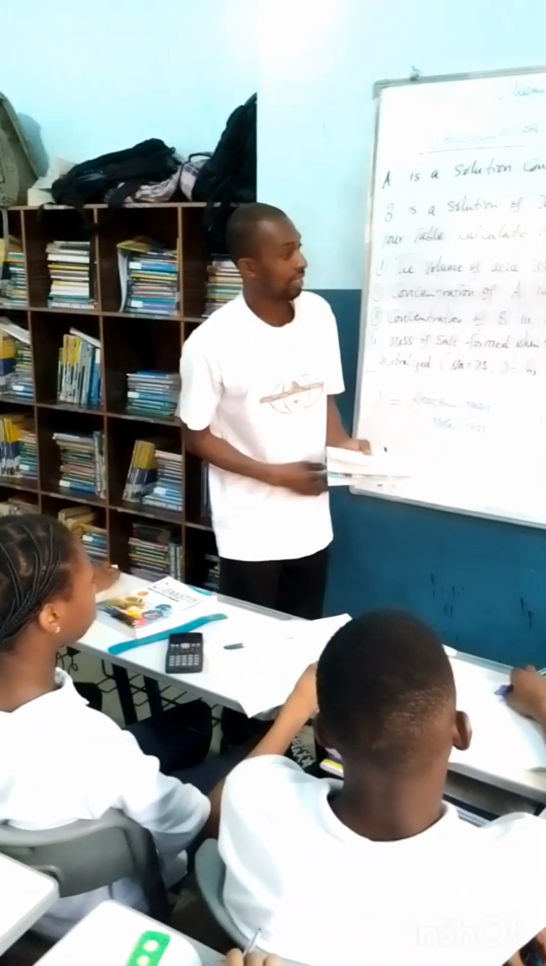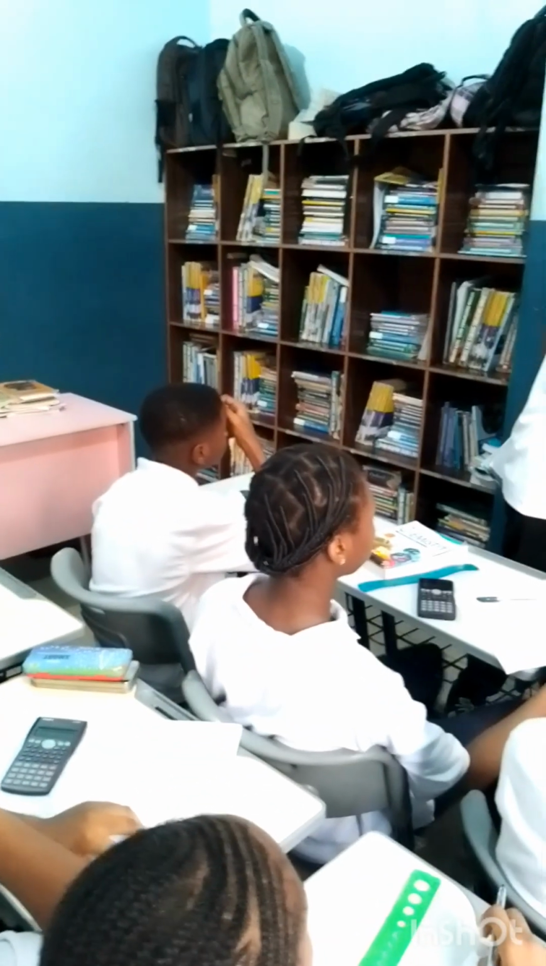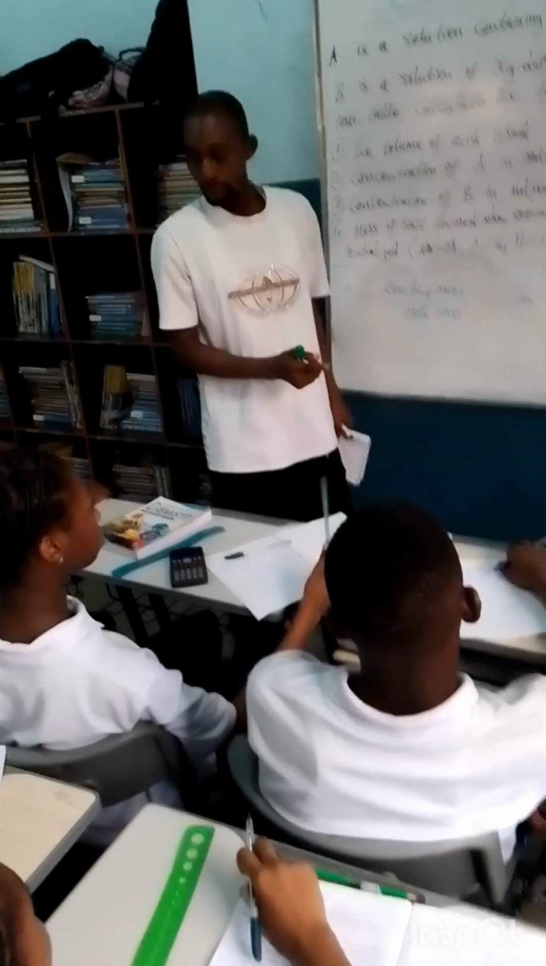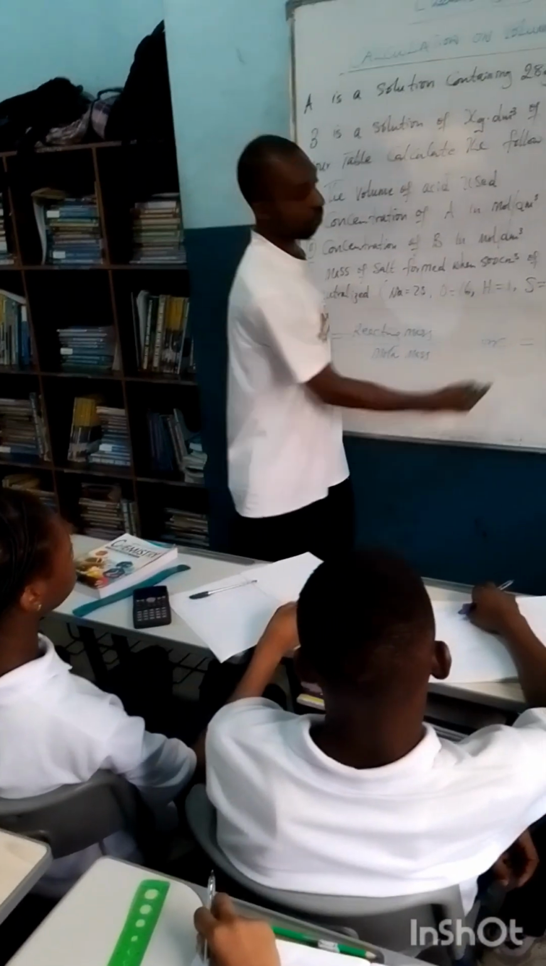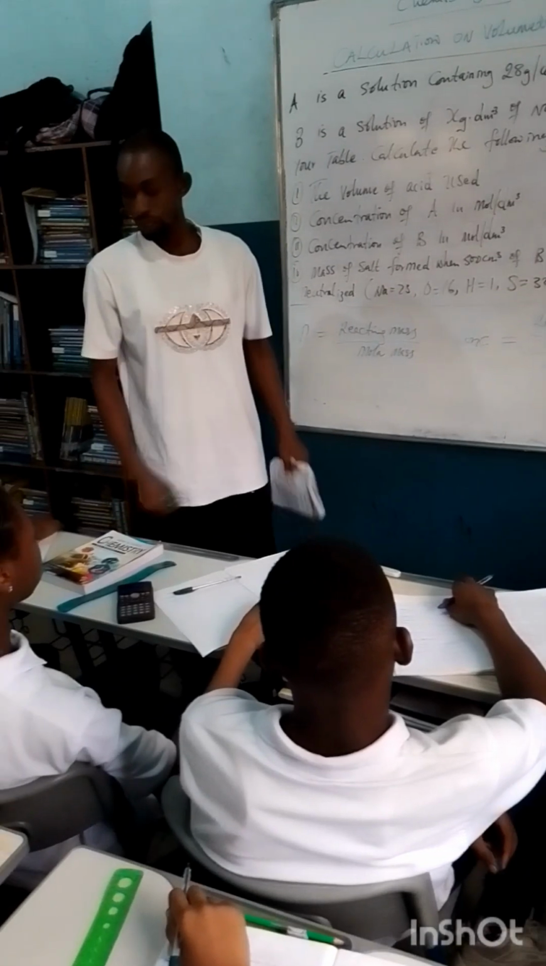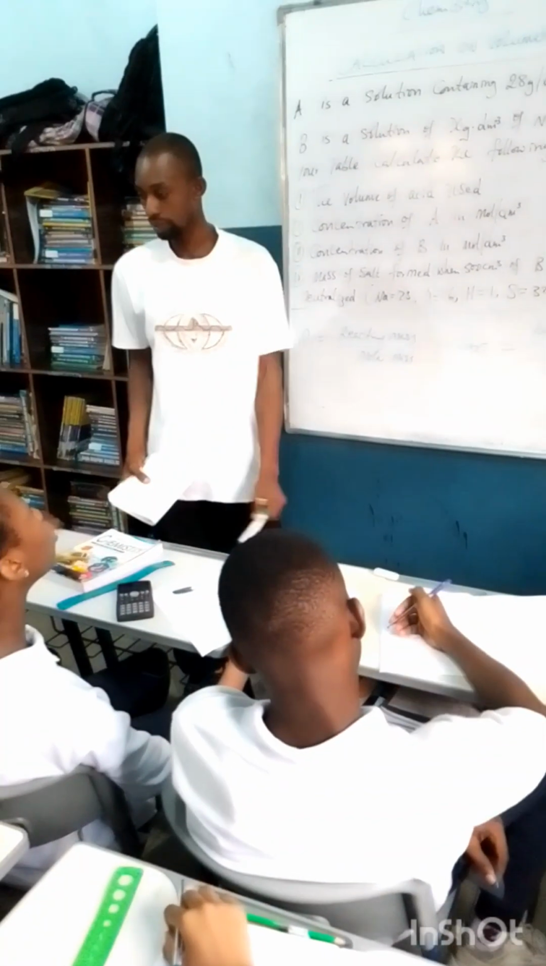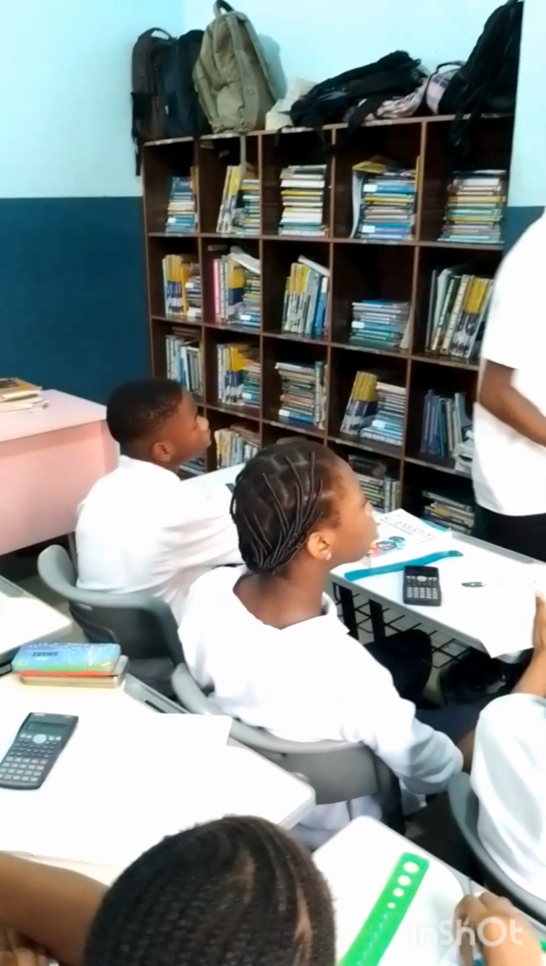I said that concentration in mole per dm cube is equal to mass concentration over molar mass. But mass concentration on its own is equal to reacting mass over volume. So instead of putting mass concentration here, I just put reacting mass over volume, then over molar mass. Do you understand it? Right.